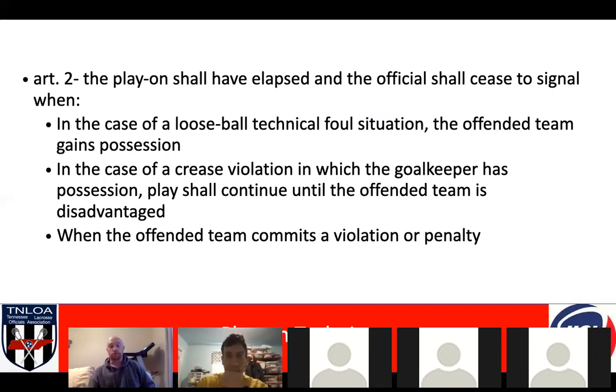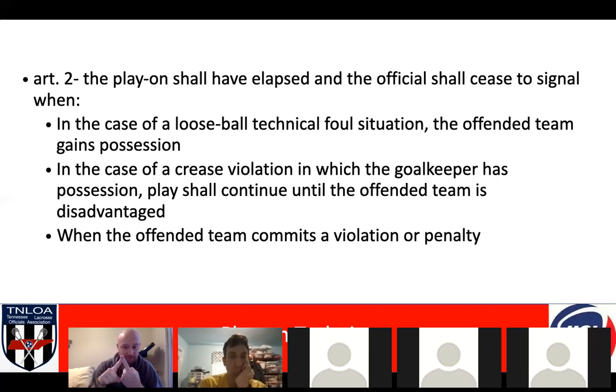Article 2 of this rule is that the play on shall have elapsed, means it has completed itself, and the official shall cease to signal when, in the case of a loose ball technical foul, the offended team gains possession. Easy enough. In the case of a crease violation, in which the goalkeeper has possession, play shall continue until the offended team is disadvantaged, or when the offended team commits a violation or penalty. Those are the times when we're going to end a play on scenario.